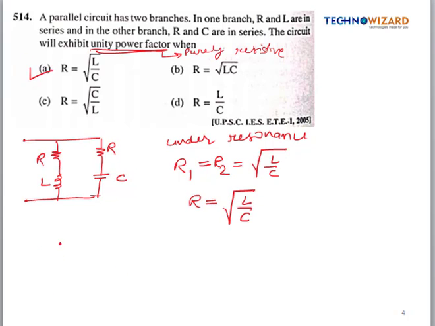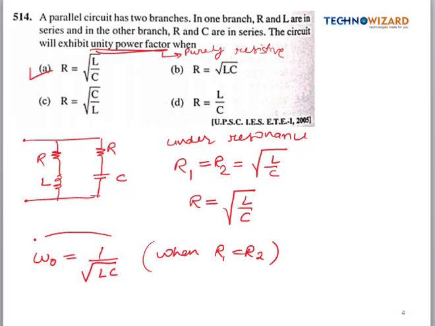And for this circuit, if we have to calculate the resonating frequency, which is given by omega naught, it is equal to 1 by root LC. This formula is valid when R1 is equal to R2, then this formula can be used for the resonating frequency. Okay, so option A is correct.